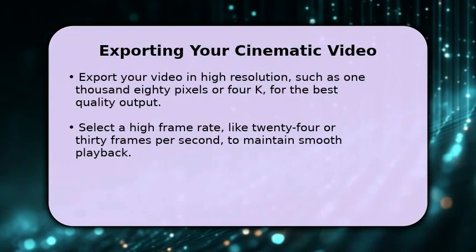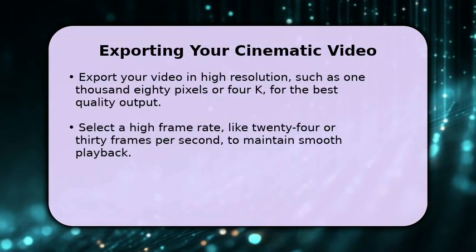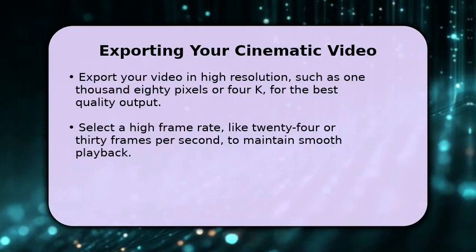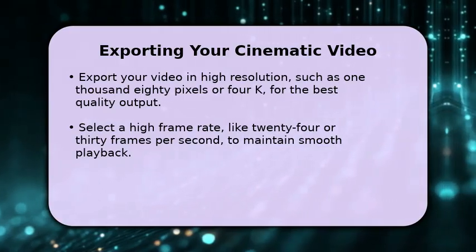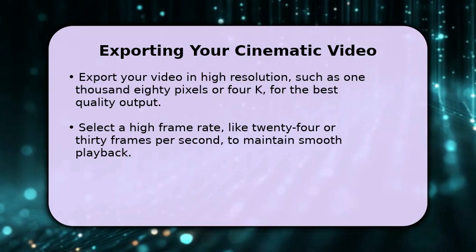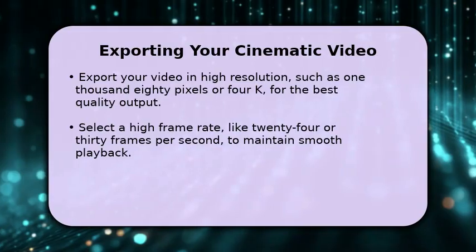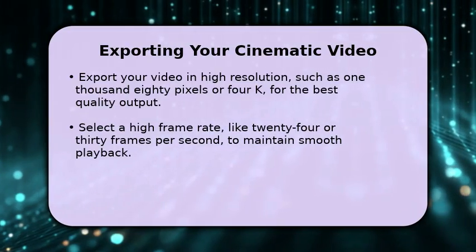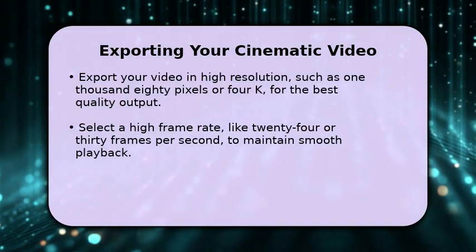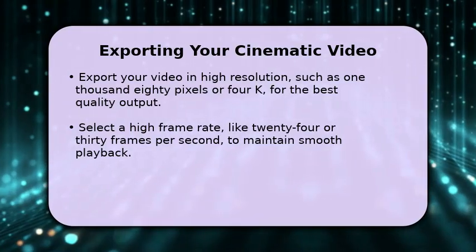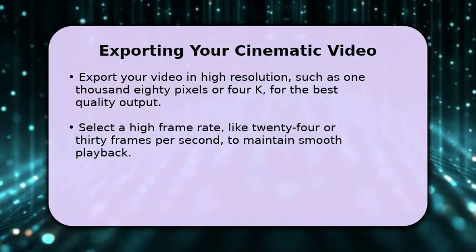Finally, it's time to export your cinematic creation. Head to the export settings and choose a high resolution, like 1080 pixels or even 4K if your original footage allows. Select a high frame rate, such as 24 or 30 frames per second, to maintain smooth playback. Always review your video one last time before sharing to ensure everything looks perfect.